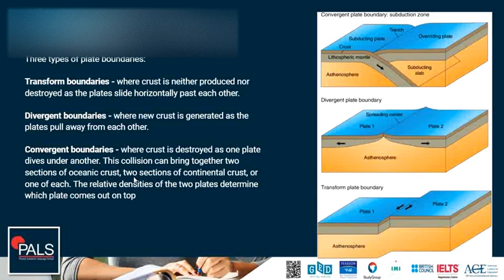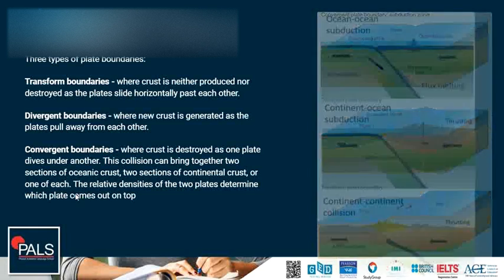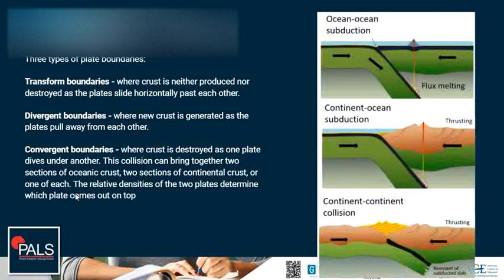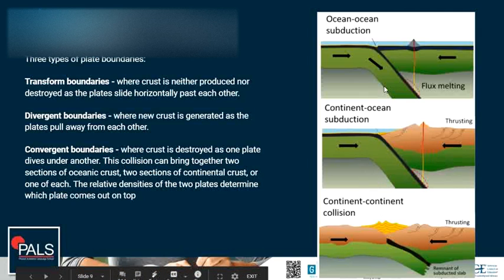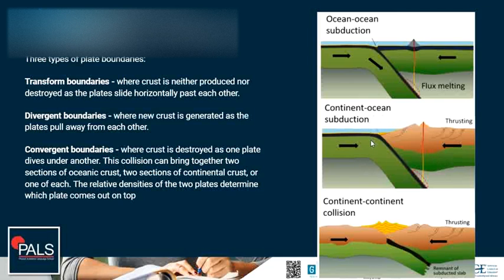This collision can bring together two sections of oceanic crust, two sections of continental crust, or one of each. The relative densities of the two plates determines which plate comes out on top. The less dense plate will stay on top, the more dense plate will submerge below the other. Here we have the three examples. Ocean, ocean, subduction. Two ocean plates. Continent and ocean plate. The ocean plate will subduct beneath the continent plate.